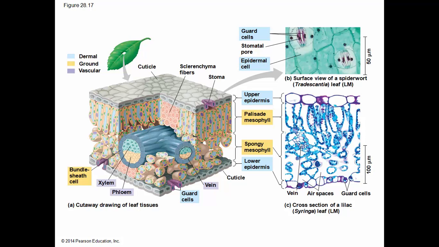Okay, so this is what a leaf looks like. Surrounding the outside of the leaf is the dermis, the dermal tissue. This is the cuticle, which is like a waxy formation that helps to prevent water from evaporating from the surface of the leaf. The cuticle is obviously more developed in drier plants, in a drier environment.